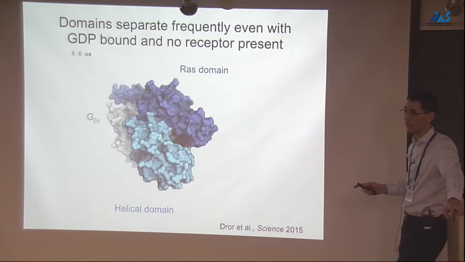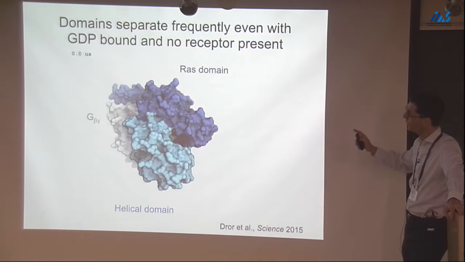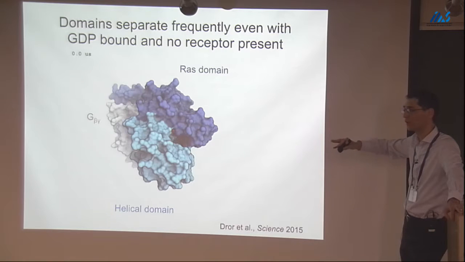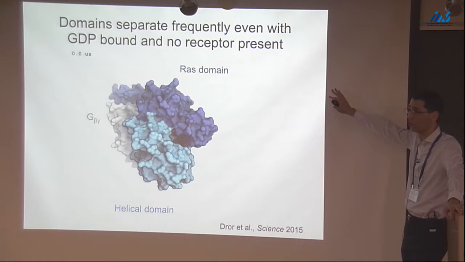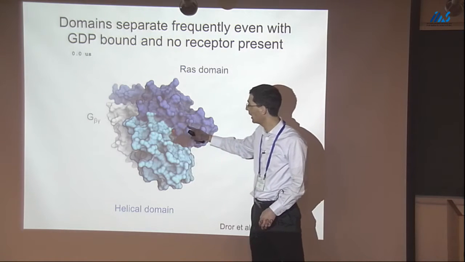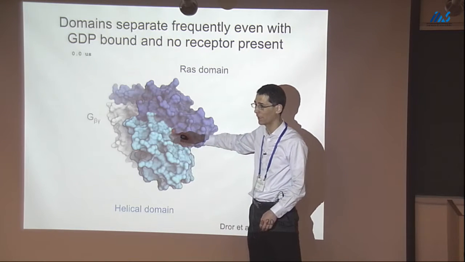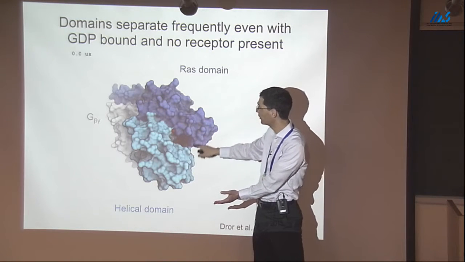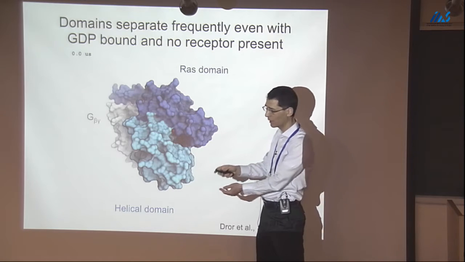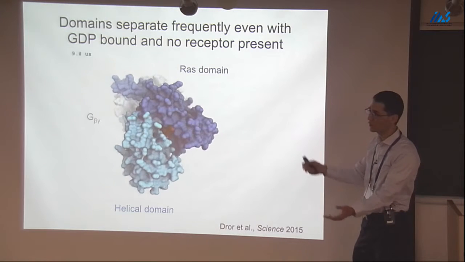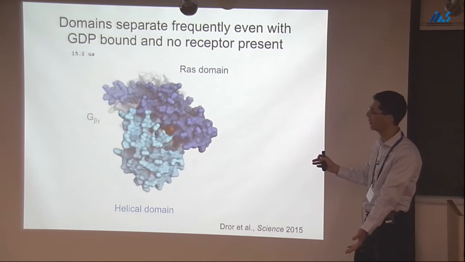Here's the first major observation from simulations. When we take one of the older structures with no receptor and with a nucleotide bound, and we simulate it, we actually see spontaneous domain separation. Recall that in all of these structures with a nucleotide present and the GPCR absent, the Ras domain and the helical domain are pressing against one another. When we simulate, we see that there's actually quite a bit of mobility. They fluctuate between a closed conformation and a more open conformation.